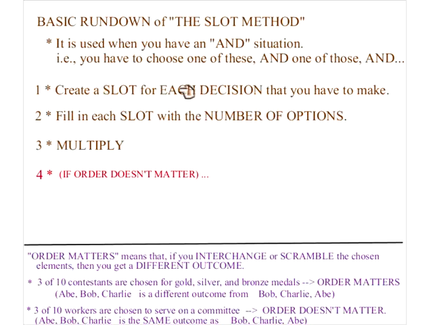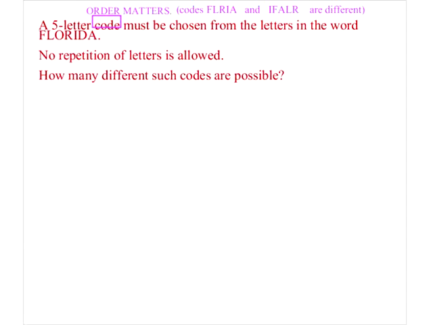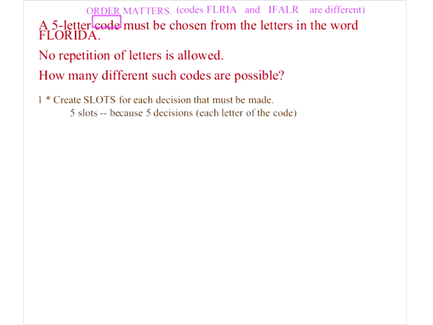Create a slot for each decision that you have to make. So here are the steps. The main reason I'm doing this is because we have more room on this page. Create slots for each decision that must be made. Okay, so how many slots are we going to make here? Go ahead and type in the text box. How many decisions have to be made in this problem? We need 5, because there are 5 decisions, namely each letter of the code. So here are those slots.